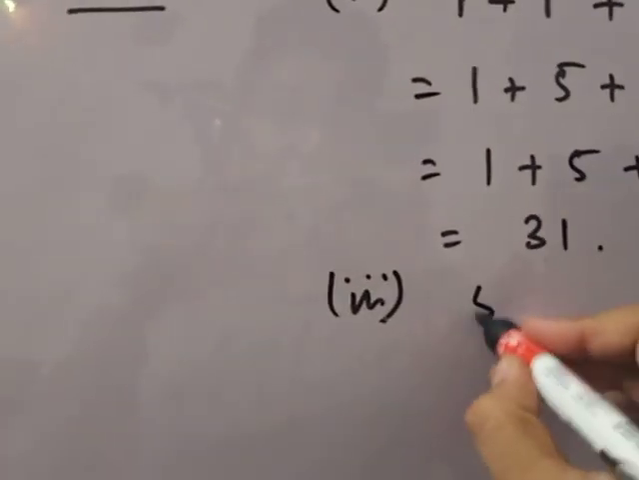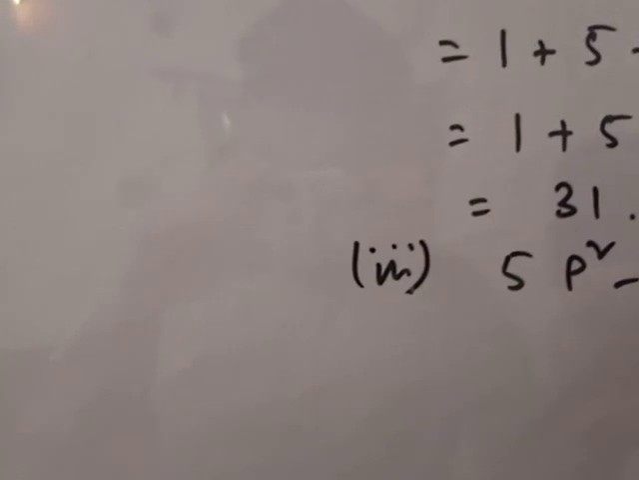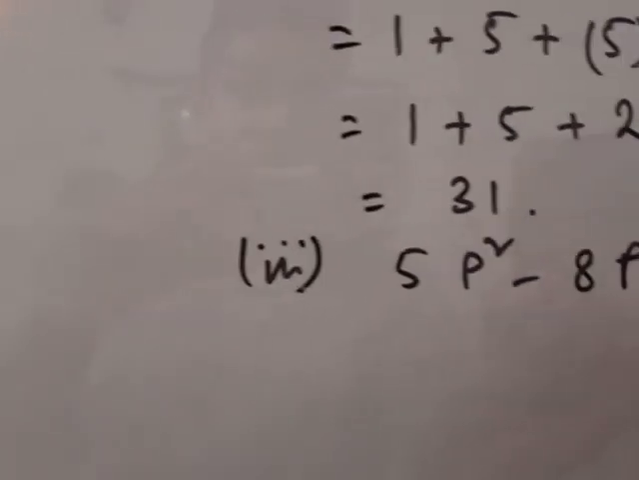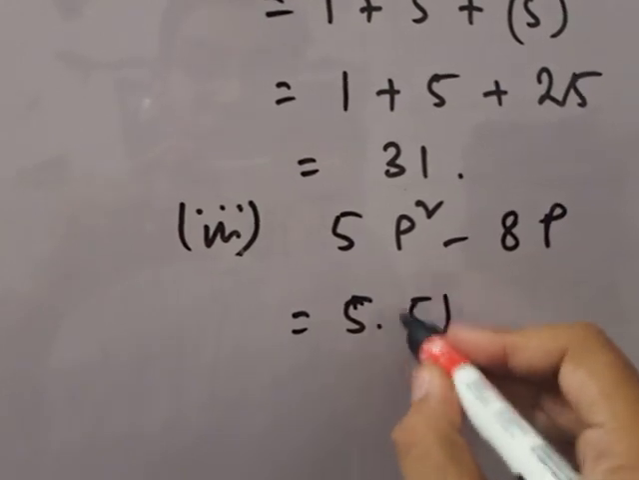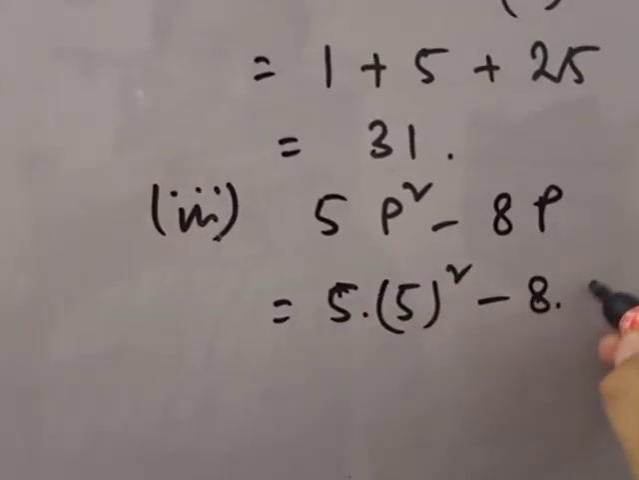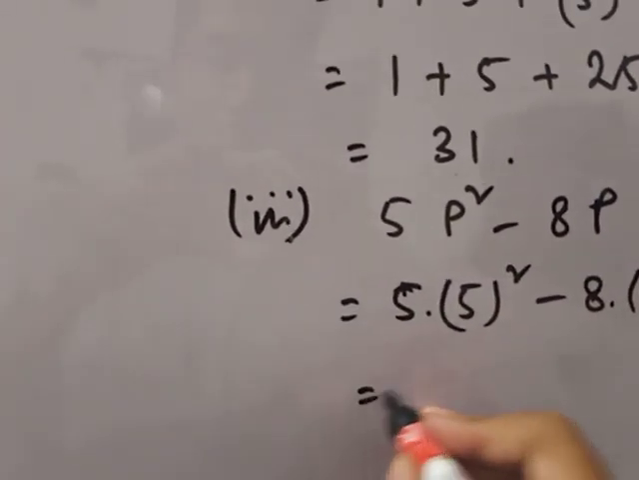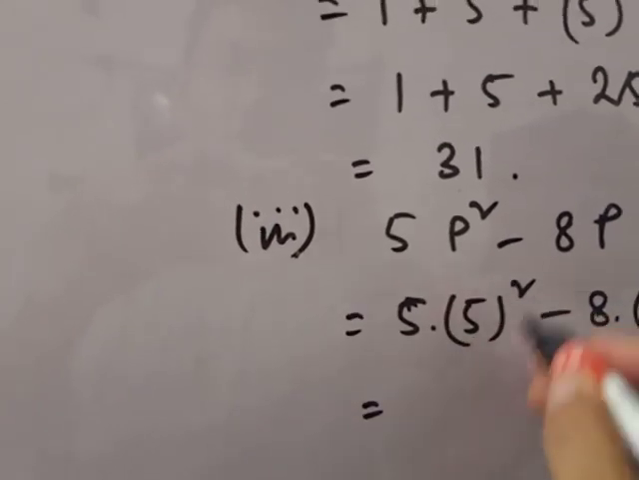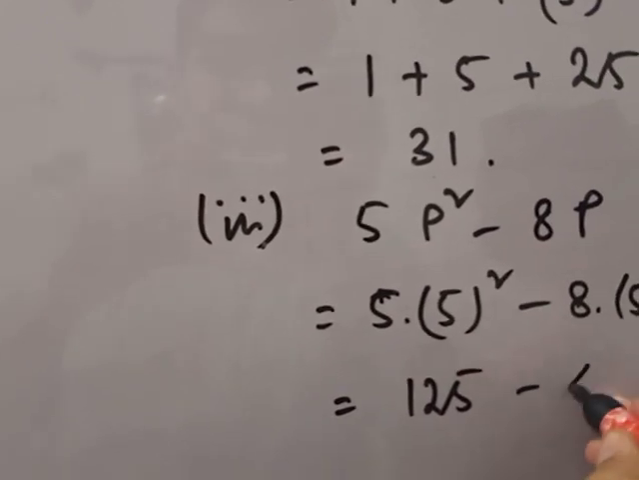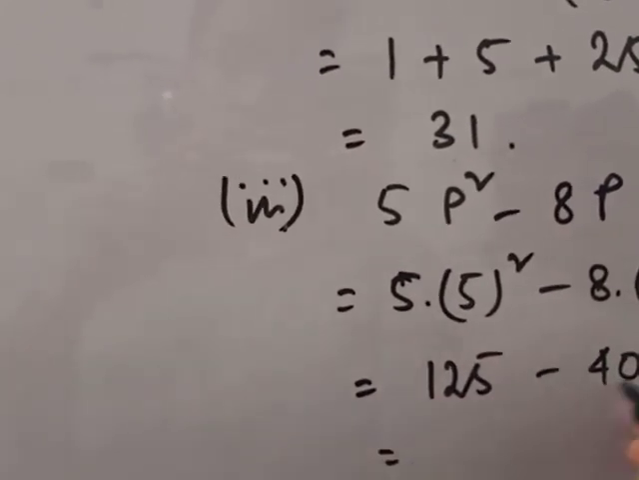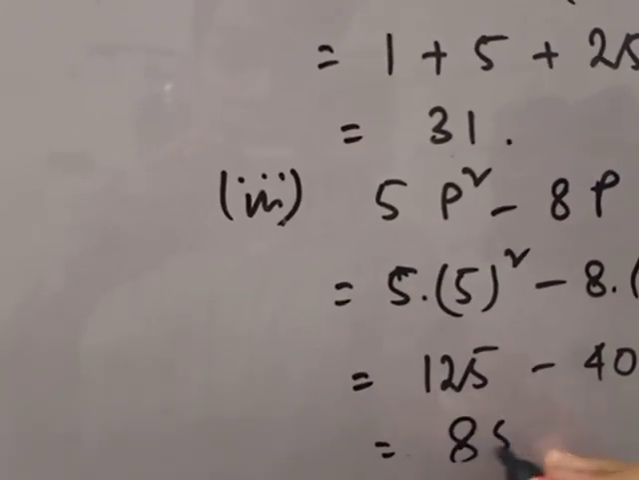I am choosing number 3 now. So 5p square minus 8p. So 5 into p square, p means 5. So 5 square minus 8 into 5. So 5 square means 25. 25 into 5, 125 minus 40, subtract it. So 85.